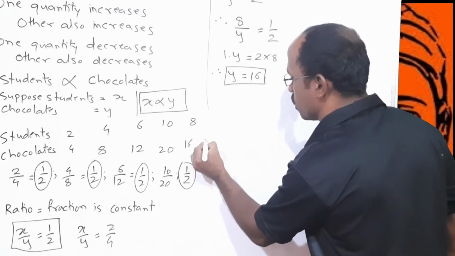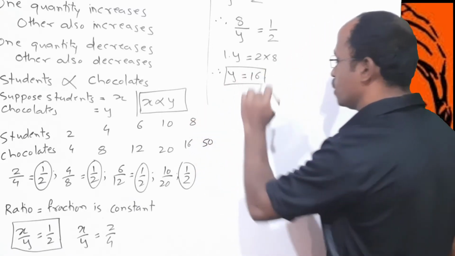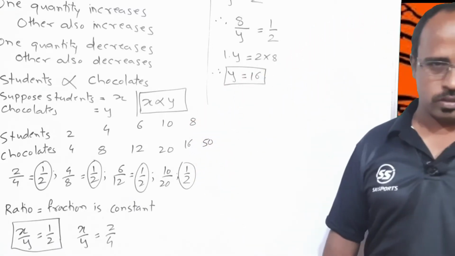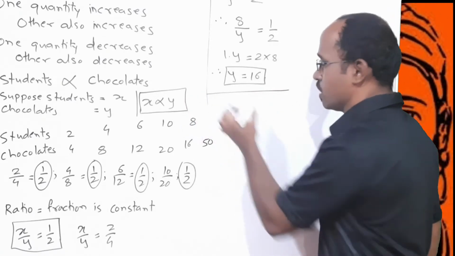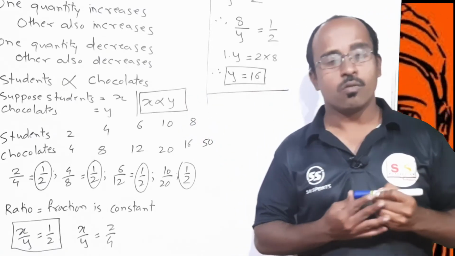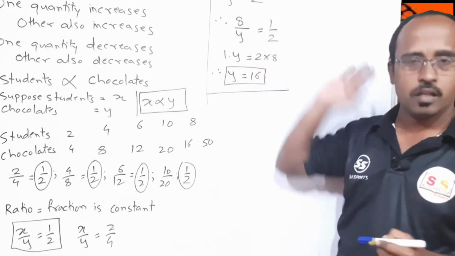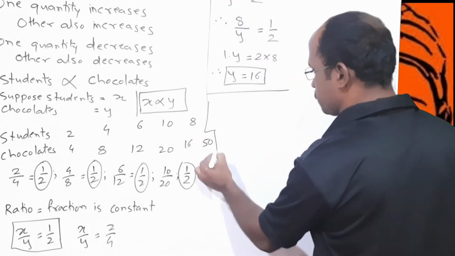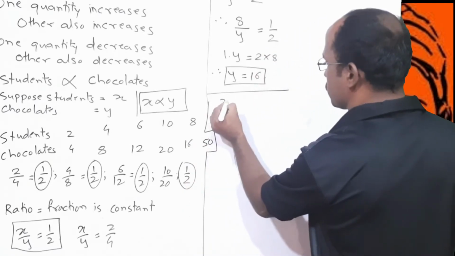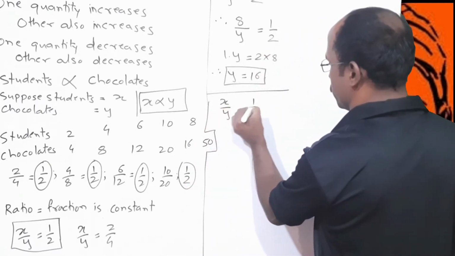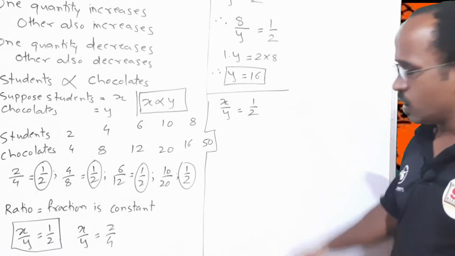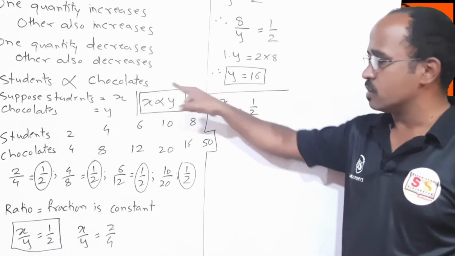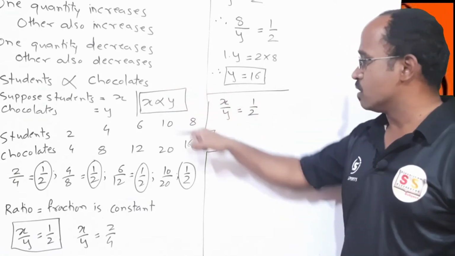Suppose 50 chocolates are there. How many students will get those 50 chocolates? Such a kind of question is there. Once again, our steps are fixed. What we have to do? First of all, we have to write the equation. So let's write the equation. The equation is x upon y is equal to 1 upon 2. Alright. Now in this x upon y, x represents students, y represents chocolates.